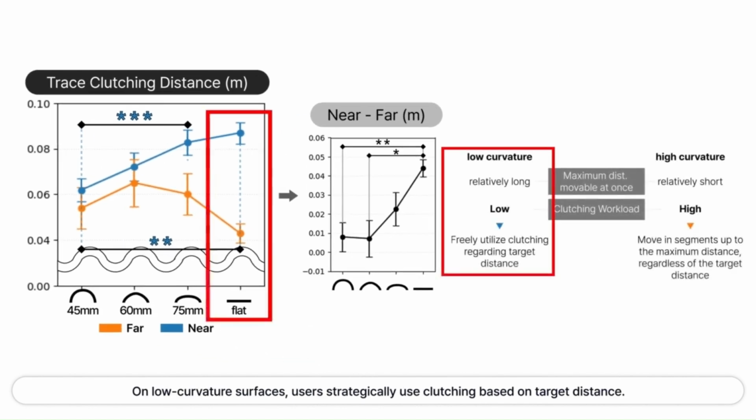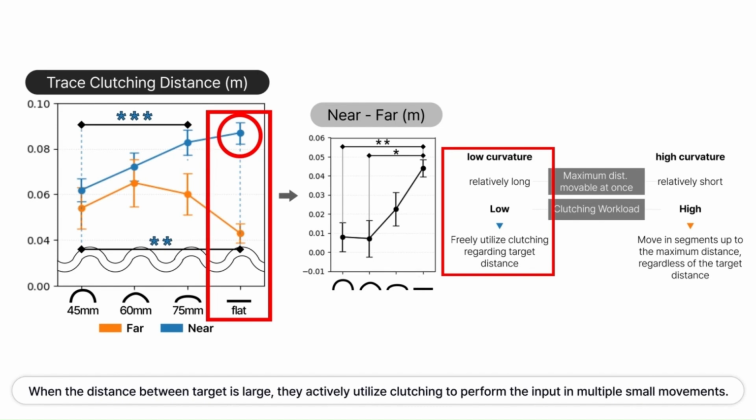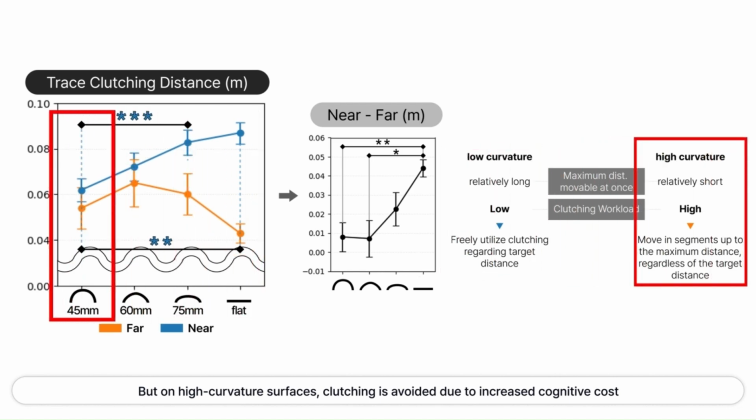On low curvature surfaces, users strategically use clutching based on target distance. When the distance between targets is short, they attempt to complete the input in one go with minimal clutching. When the distance between targets is large, they actively utilize clutching to perform the input in multiple small movements. But on high curvature surfaces, clutching is avoided due to increased cognitive cost, and users move the maximum distance possible in a single motion, regardless of target distance.